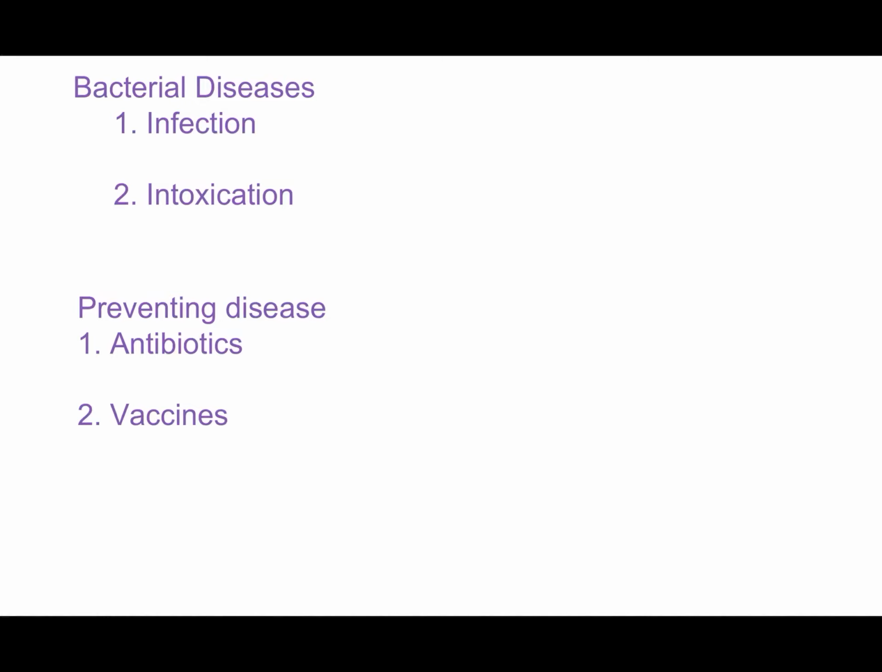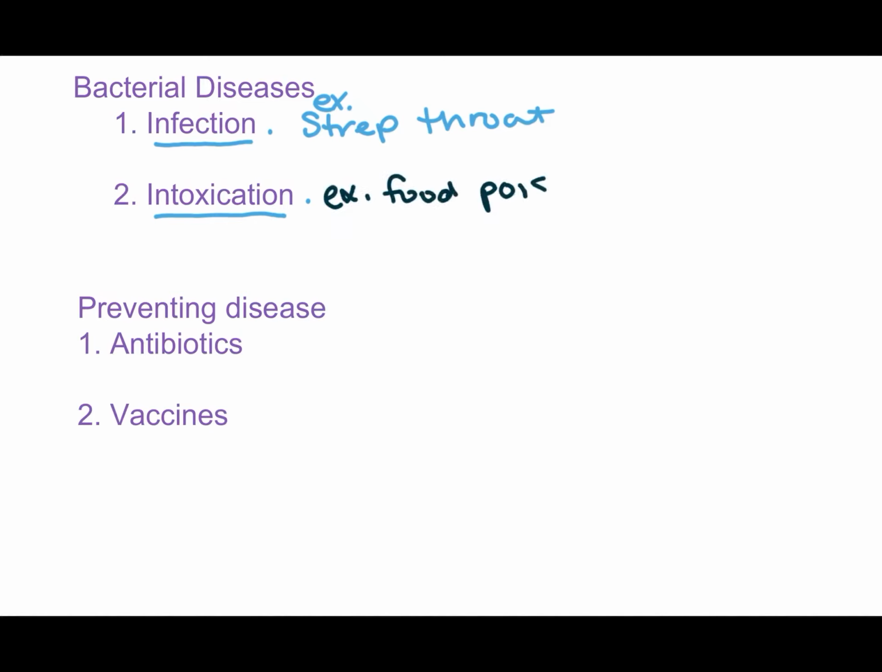Now, there are two types of bacterial diseases. There is infection, where the actual bacteria is infecting some place in your body. An example of that would be like strep throat, okay? There are actual bacterial colonies living on your throat when you have strep throat. So that is a bacterial infection. Intoxication is where you have taken in, that would be like food poisoning, where you've taken in the toxins that the bacteria produced, and that made you sick, okay? So both of these things are what make you sick, how the bacteria makes you sick.